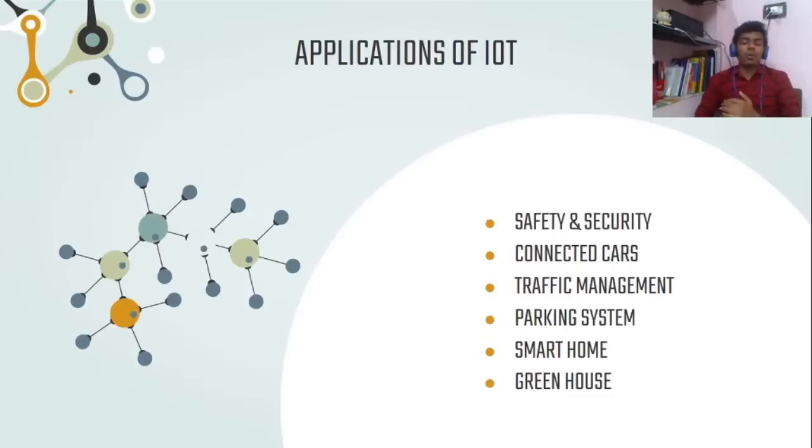Okay, and then smart home. There are a lot of smart home applications. For example, there are Amazon Alexa bulbs and fans, which already have IoT built into them.